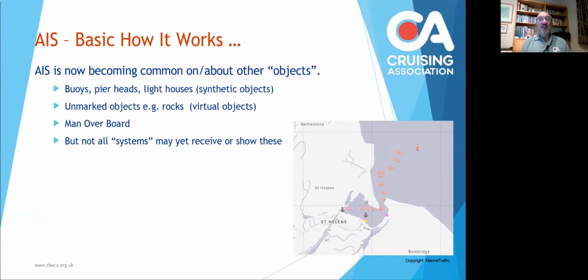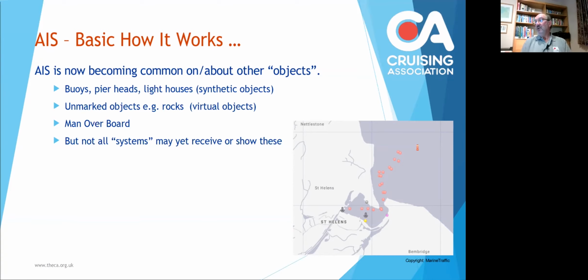Now, AIS is becoming more and more common on lots of other objects. So, for example, buoys, pierheads, lighthouses. I mentioned earlier that racons seem to be going out of fashion and being replaced by AIS. So those objects are called synthetic objects. So they are an AIS signal coming from something which is not a ship, and actually the transmission may not even actually be from that particular object.